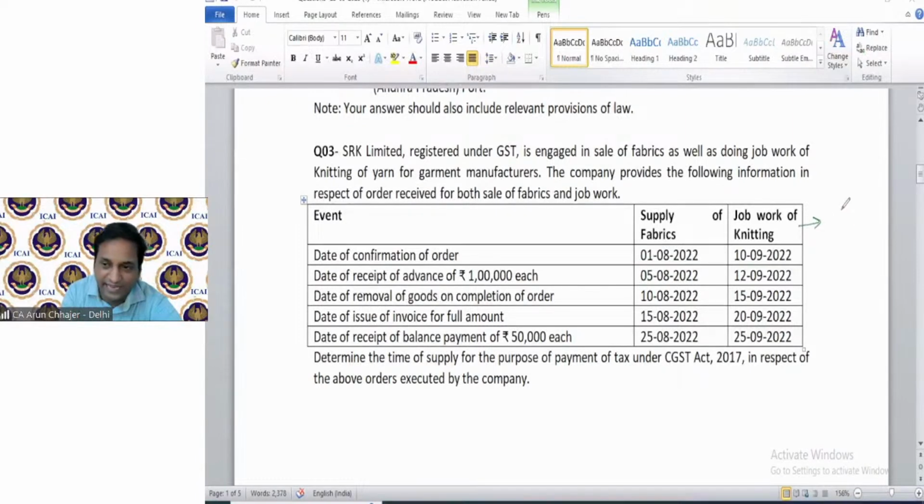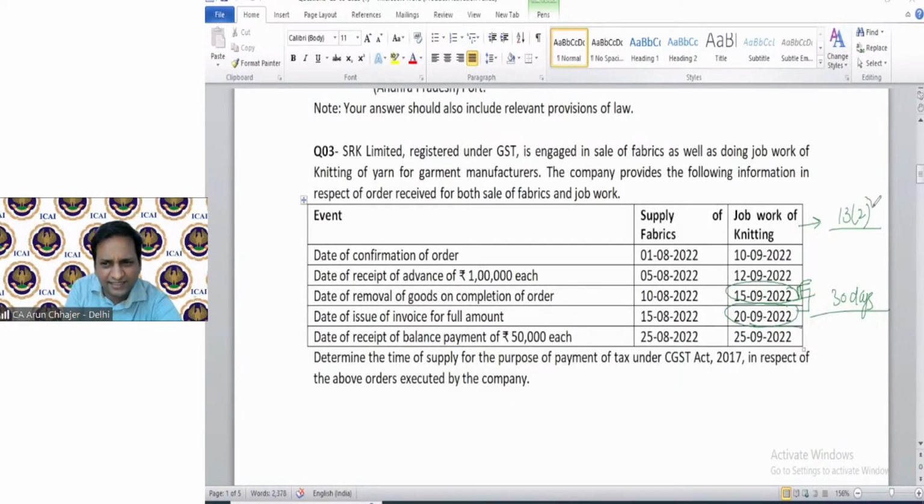For the services, as per section 13 subsection 2, these two dates are slightly important. Why important? Because let's say the service has been rendered completed on 15th September and the bill has been raised on 20th September, meaning thereby it is within 30 days. What is the importance of 30 days?